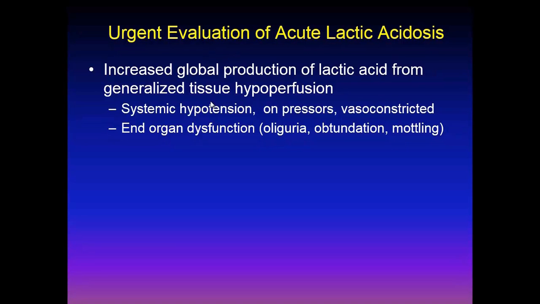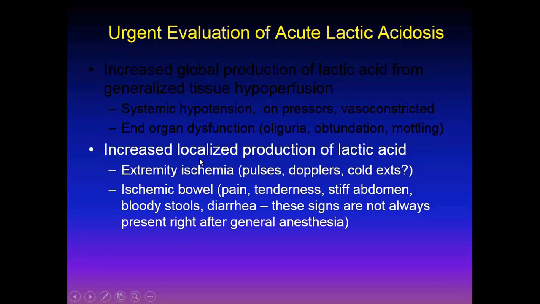The other possibility for the cause of acute lactic acidosis is localized production of lactic acid, such as extremity ischemia, where we find pulse problems, Dopplerable pulse problems, cold extremities, mottled extremities, or bowel problems. Ischemic bowel is an engine that produces tons of lactate. Actually, all of the patients I've seen with lactates over 10 to 15, virtually all have ischemic bowel, although some of them have just severe shock.